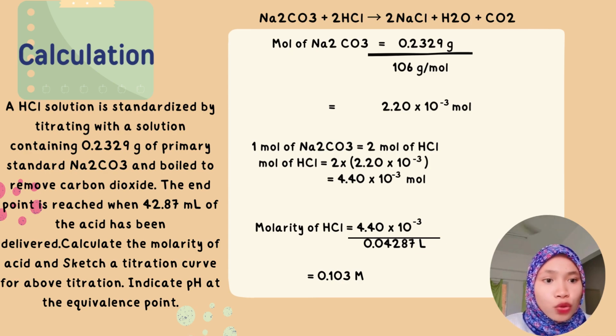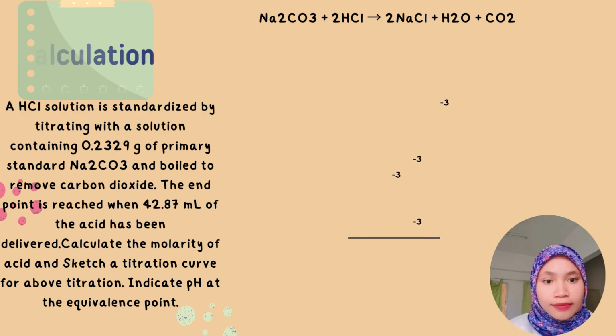Next is question 1, to calculate the molarity of acid. So the molarity of HCl is equal to 4.40 times 10 to the power of -3 divided by the volume in liters, 0.04287 liter. We get 0.103 molarity of HCl.